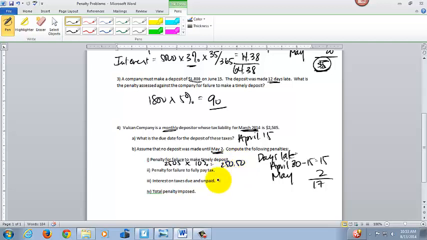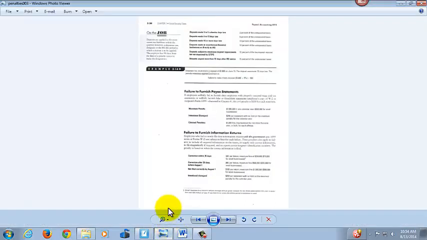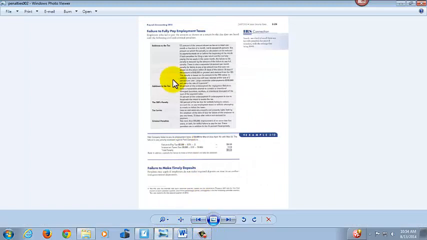Okay. Then the next penalty I'm worried about is I didn't fully pay the tax on time, did I? So I didn't fully pay the tax. Therefore, I've got to find that. That's my 0.5%. And I'm not over a month, so it's just the 0.5%. I don't have to multiply that by 2 because I'm only 17 days late. I'm not over 30. And then I've also got an interest of 3%.